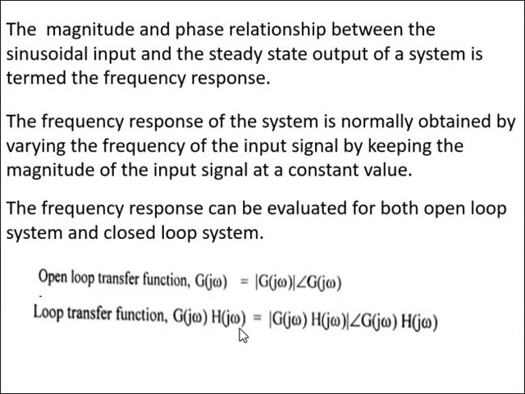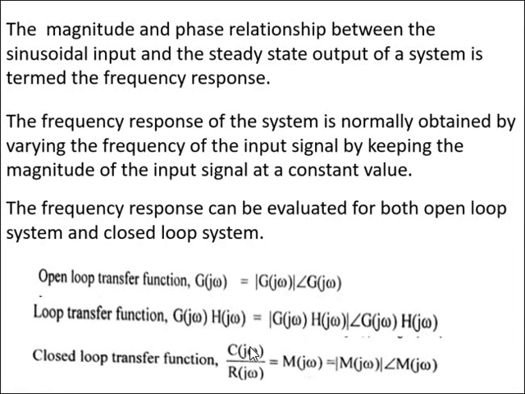In the similar way, consider the closed loop transfer function C of j omega by R of j omega, that means output by input, equal to, for example, M of j omega. This can be represented as two parameters, amplitude as well as phase: mod M of j omega, angle of M of j omega. So this is the representation. If you want to calculate the frequency response of a system, we can calculate magnitude as well as phase. Both are considered. Then only the frequency response of the system is complete.